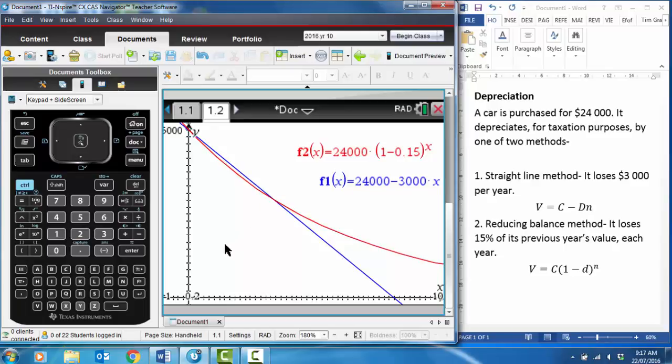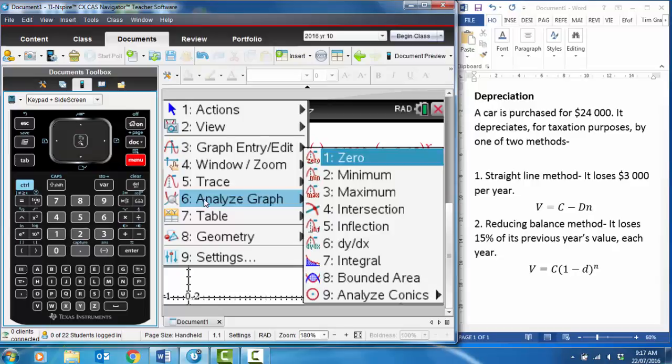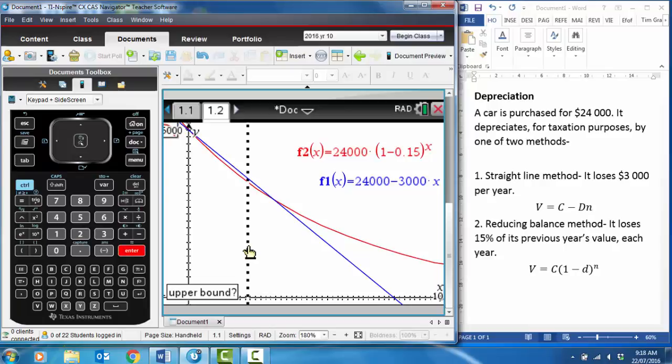So to do that, we're going to go Menu. We're going to analyze the graph. We're going to find the intersection point. It's prompting us for a lower bound. So you just move your cursor so it's just somewhere to the left of the intersection point. Hit enter. It's now asking for the upper bound, so move it anywhere beyond the intersection point. Hit enter. And it gives us our intersection point here.